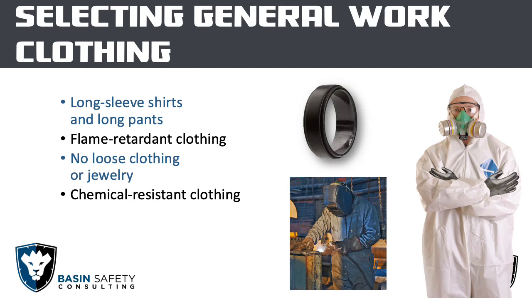So, some other general safety clothing: you have long sleeve shirts. Obviously for us in the oil field, that's pretty much standard. Flame retardant clothing for that reason. If you have a flash burn, you want to only be burned from your wrists up. You want to make sure that you're completely covered. No loose clothing or jewelry or anything that can be torn off, and then chemical resistant clothing.